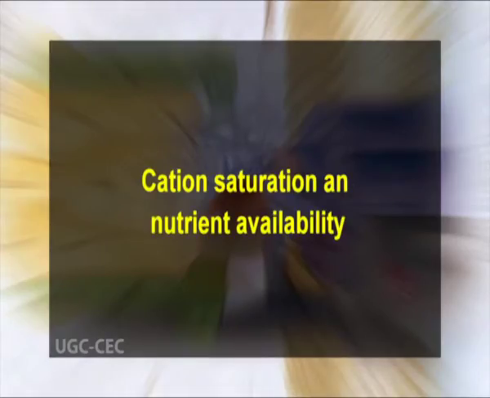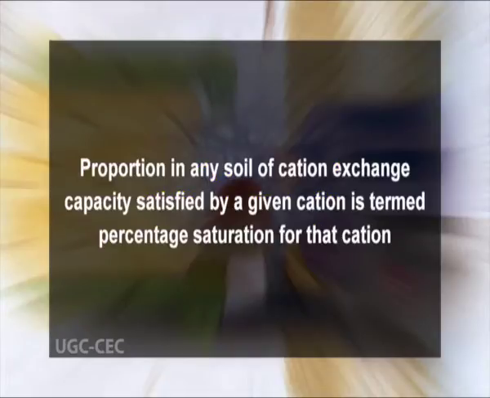First, cation saturation and nutrient availability. The proportion in any soil of the cation exchange capacity satisfied by a given cation is termed the percentage saturation for that cation. Thus, if 50% of the cation exchange capacity were satisfied by calcium ions, the exchange complex is said to have a percentage calcium saturation of 50. If the percentage saturation of the exchange complex by a given cation is high, the displacement of this cation will be comparatively easy and rapid. For example, we have two soils with calcium saturation of 75 and 20 percent.